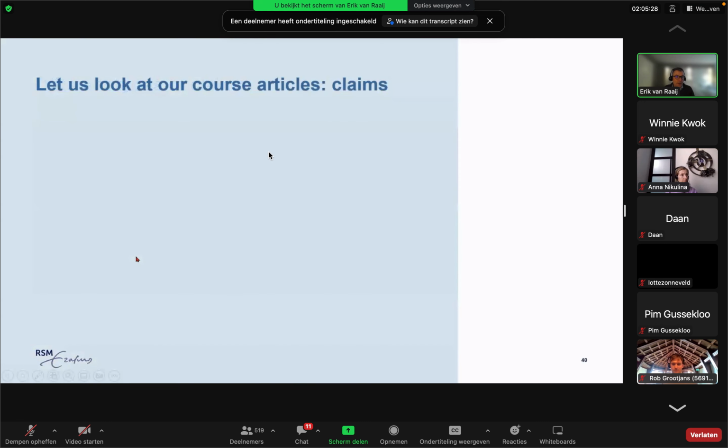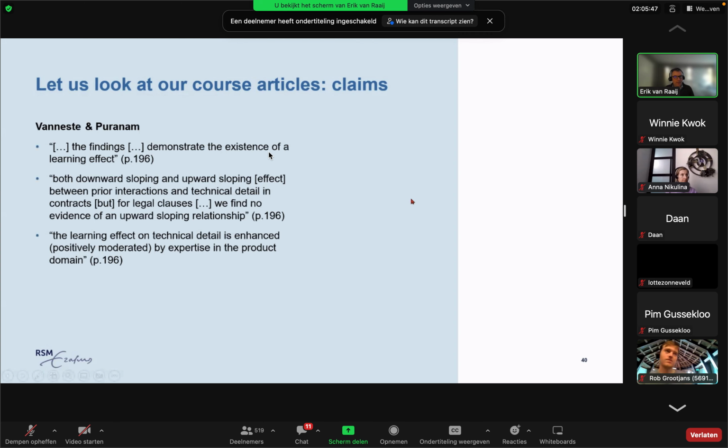Now, if we apply that to the 2 articles that we asked you to read, so that's really the role of these articles in our lectures. We want to give them to you so that you have examples to refer to, and also Anna and I, we will continuously refer to these articles to show you what it looks like in reality.